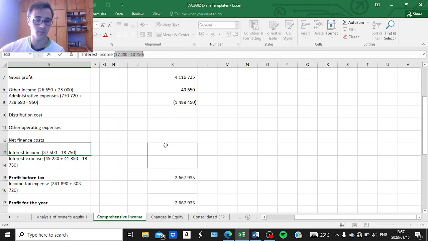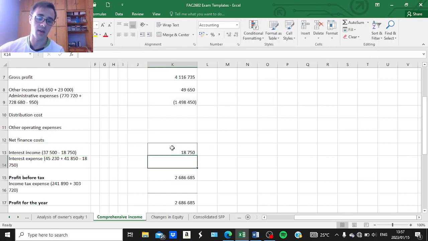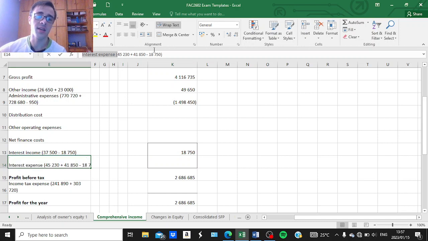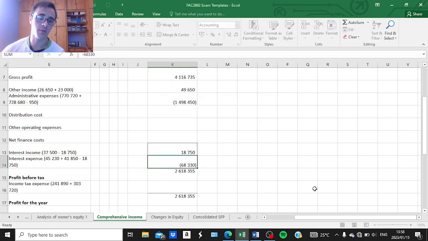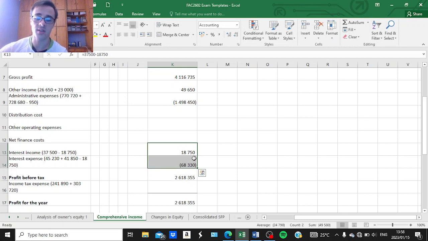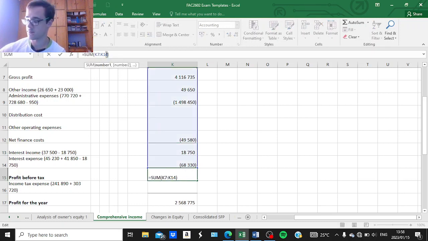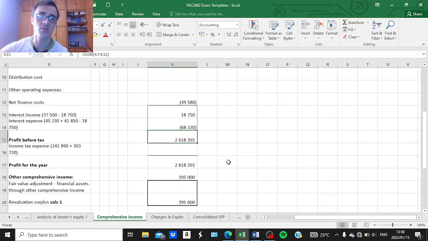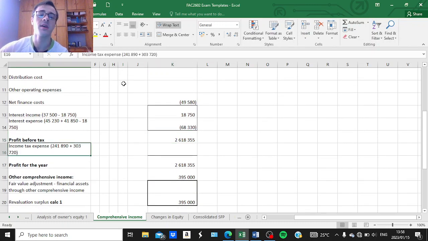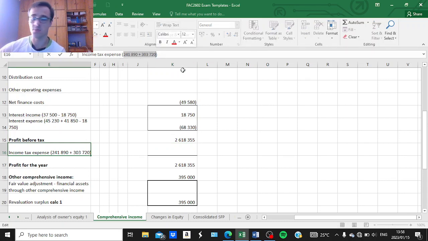Okay, then we need to calculate the net finance costs amount. Interest income is 18,750, and interest expense will be shown as a negative amount of 68,330. So the net finance cost for the group is 49,580. Okay, then I just need to adjust my formula. So this will be the profit before tax, 2,618,355.